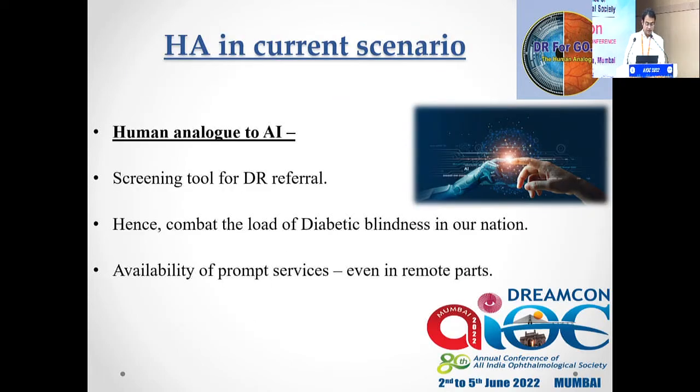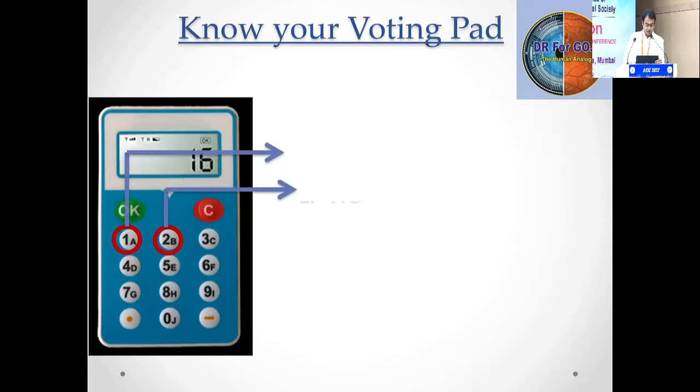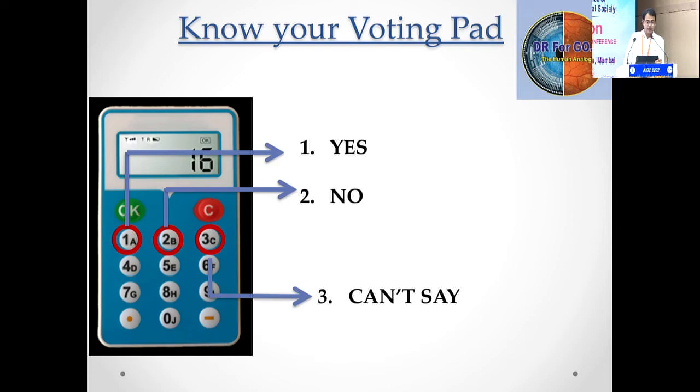So human analog in the current scenario is the analog which we have considered against artificial intelligence as a screening tool for diabetic retinopathy referral. So it is used to combat the load of diabetic blindness in our nation and for availability of prompt services even in the remote parts of our nation. So this is the voting pad that today also you all will be provided, and you can use the numbers 1, 2 and 3 to answer as yes, no or can't say.